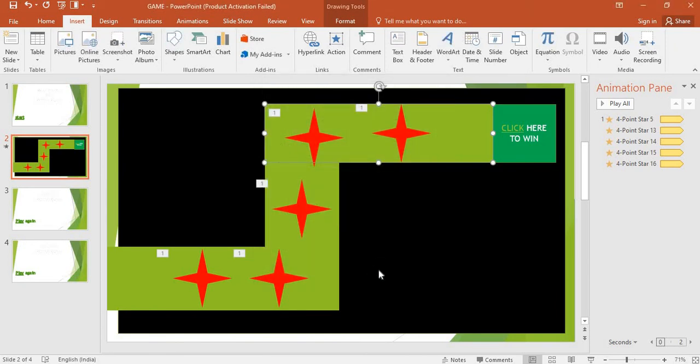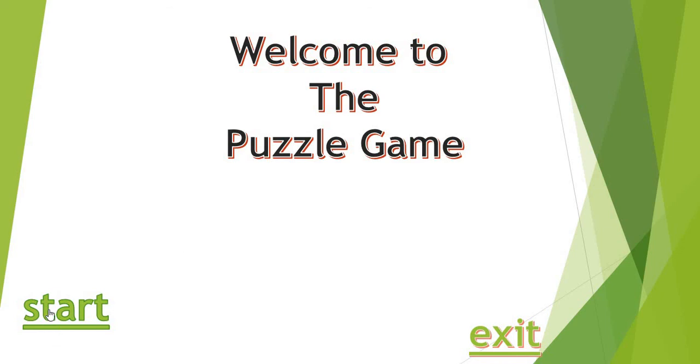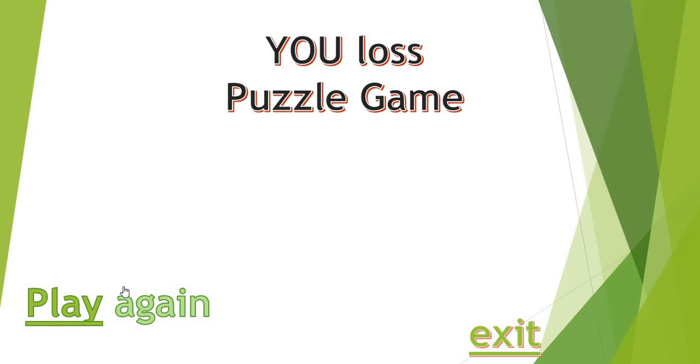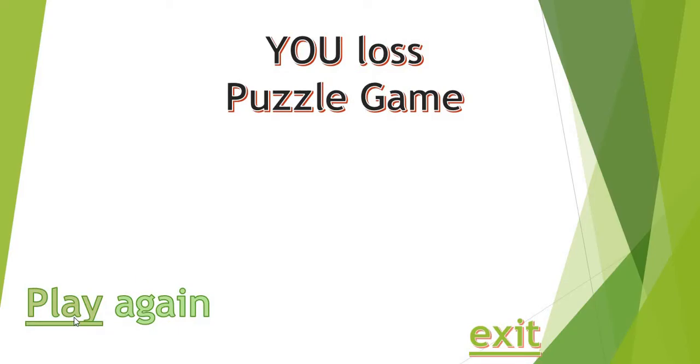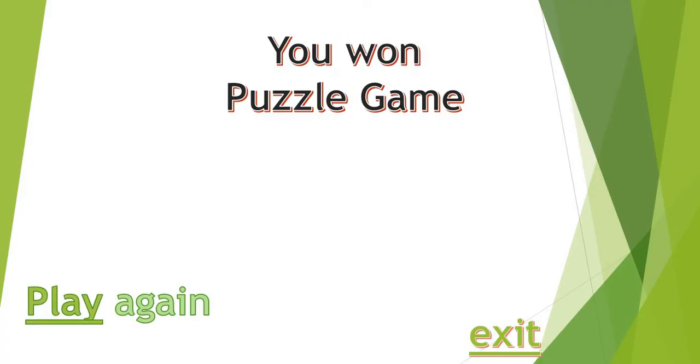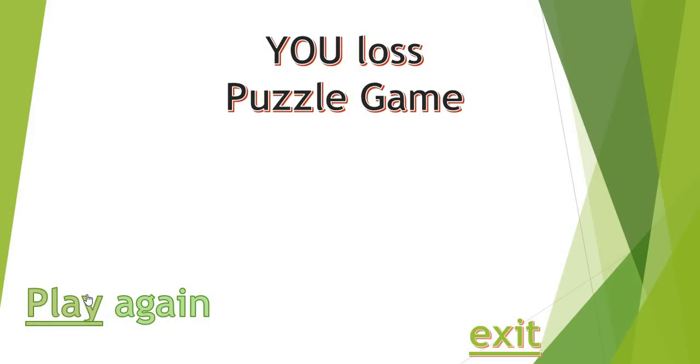At the time of the slideshow, if I click on Start, the game will be started. If I just touch the cursor to a star, you lost the game. Play Again. Without touching the 4-point stars, I have to move the cursor and place it here. Then if I click there, I get You Won. Play Again. If it is touched, you lost, and you can exit the game.